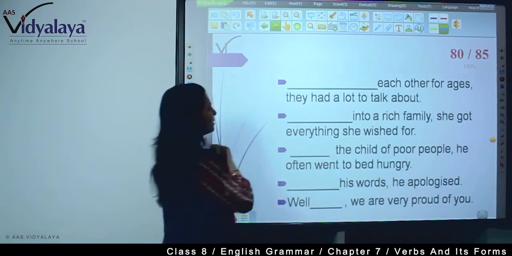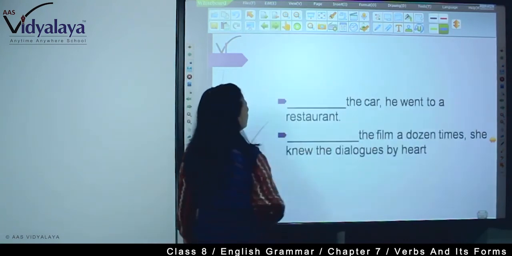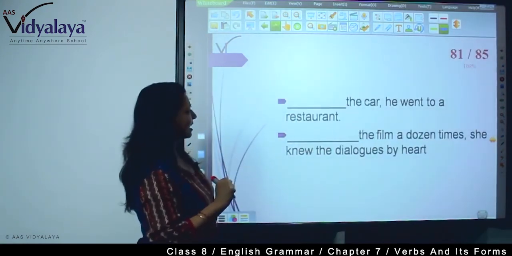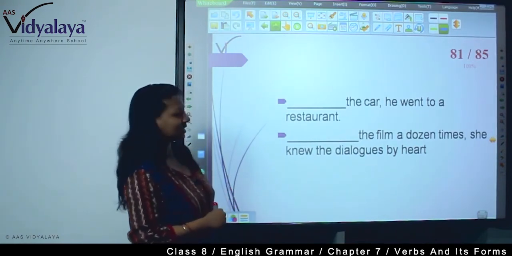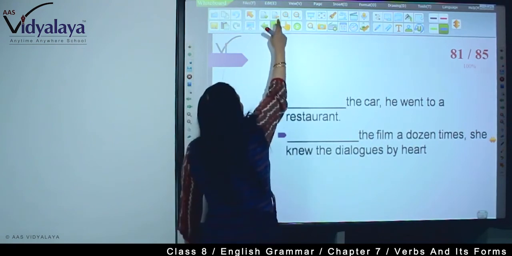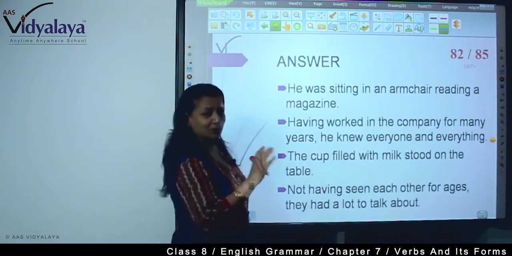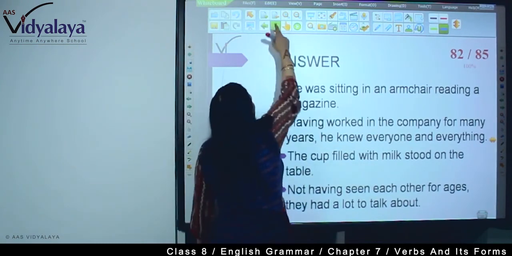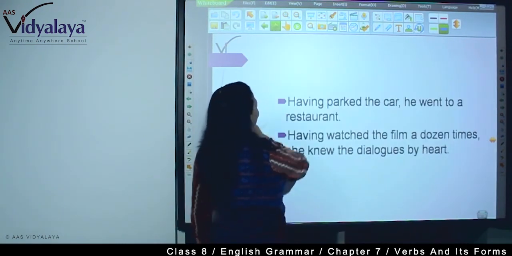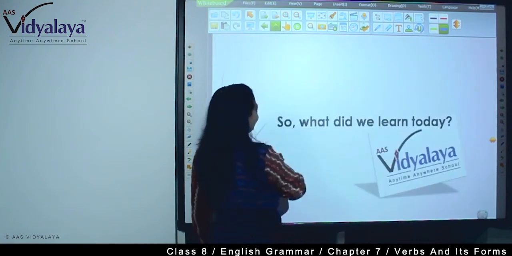Everything is done in the chapter. So, you will have to do it by your own. Answers are there. Dash the car. He went to a restaurant. Dash the film a dozen times. She knew the dialogues by heart. Now, answers are there. Please don't see the answers. First you fill that and then you check yourself. All the answers are here. I am not going to read it again.